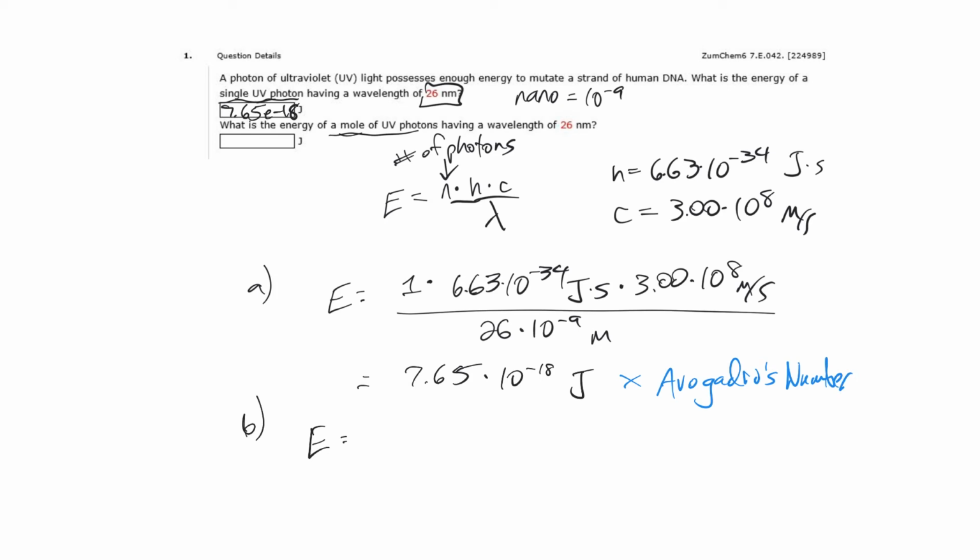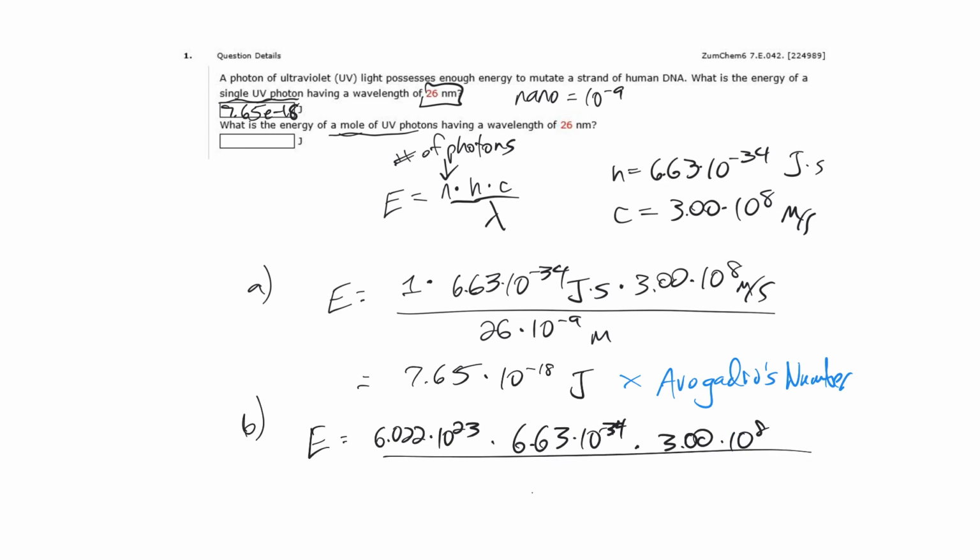But let's say you didn't have that prompting from the first problem. Then I would say, okay, I have a mole of photons, 6.022 times 10 to the 23rd. I'm going to multiply that by Planck's constant, and multiply that by the speed of light. They give us, once again, the wavelength, 26 times 10 to the negative 9th meters. That's a lot to crunch on your calculator, but once you do it, it'll come out correctly. 4.6 times 10 to the 6th.